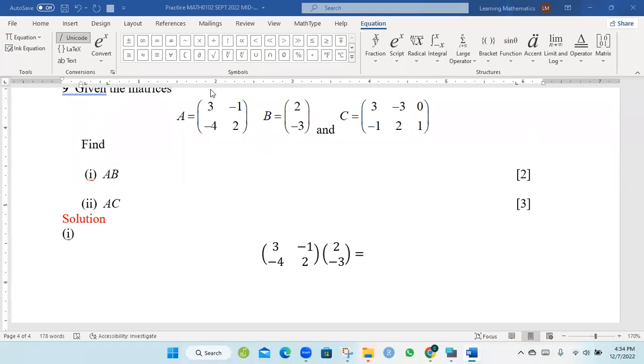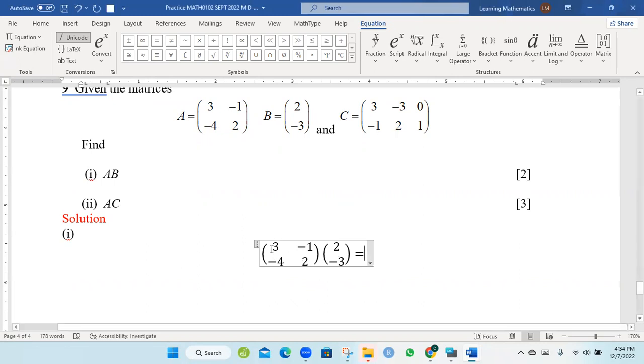Here we are given matrices A, B, and C, and we have to find what is AB. AB means A times B. So A is [3, -1; -4, 2]. A is a 2 by 2, and B is [2; -3]. B is a column matrix.